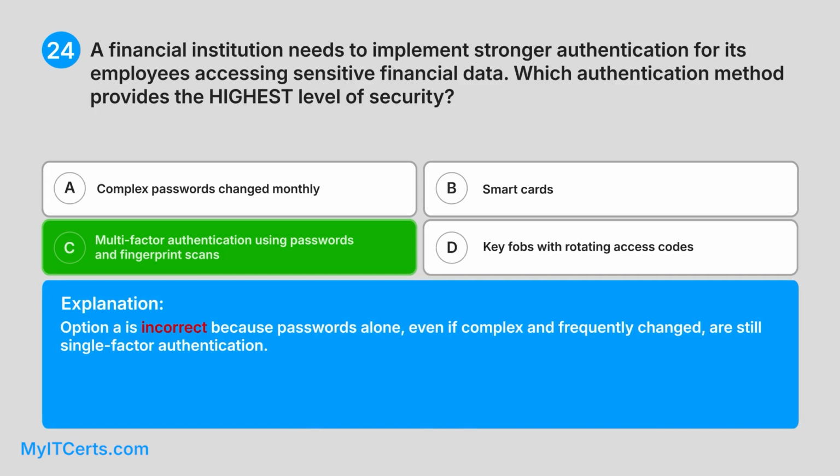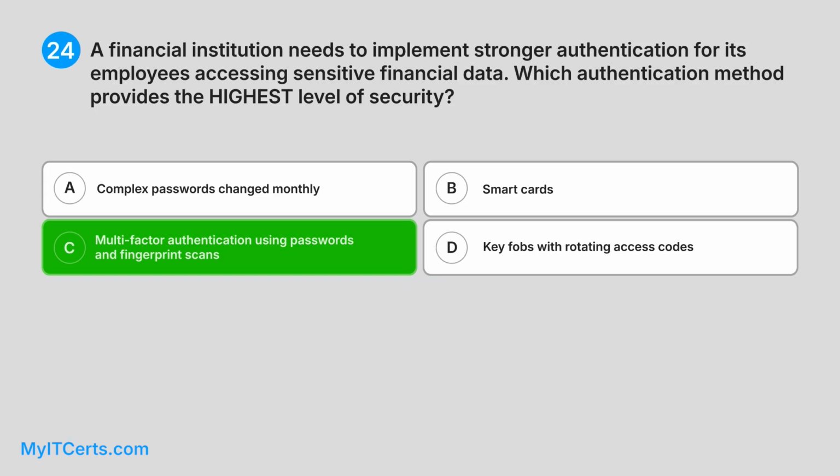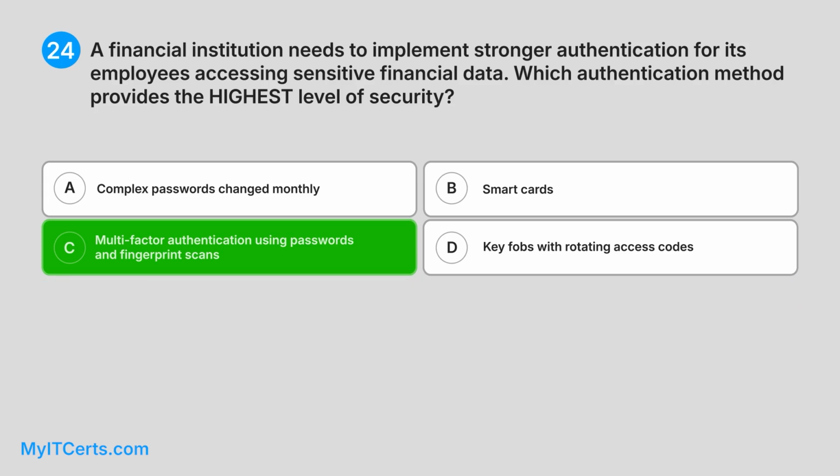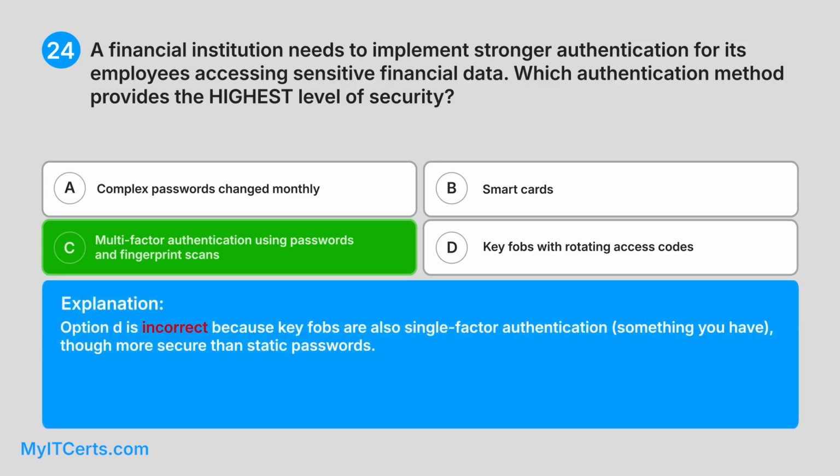Option A, complex passwords changed monthly, is incorrect because passwords alone, even if complex and frequently changed, are still single-factor authentication. Option B, smart cards, is incorrect because smart cards are only single-factor authentication, something you have. Option D, key fobs with rotating access codes, is incorrect because key fobs are also single-factor authentication, something you have, though more secure than static passwords.